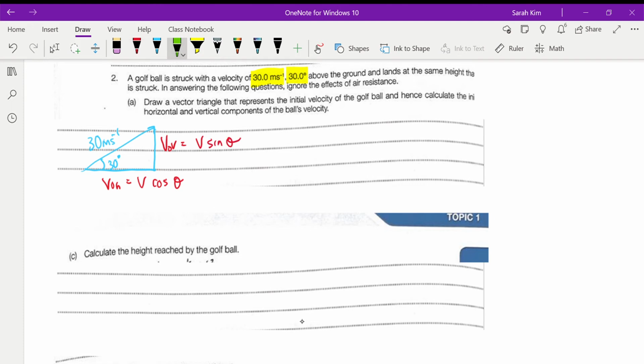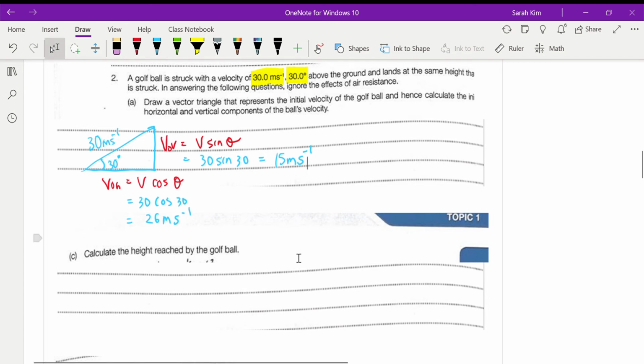Alright, so I'm going to just substitute those values in. So that's 30 cos 30, that is 30 sine 30. Now remember to have these in degrees, not radians. So my cos becomes 26. My sine becomes 15. There you go, done.